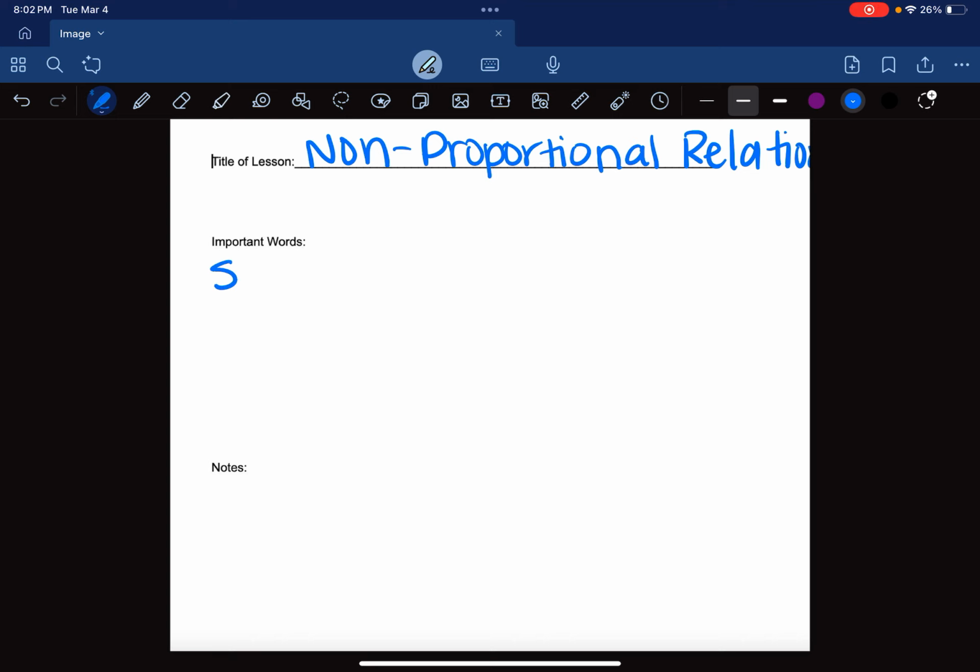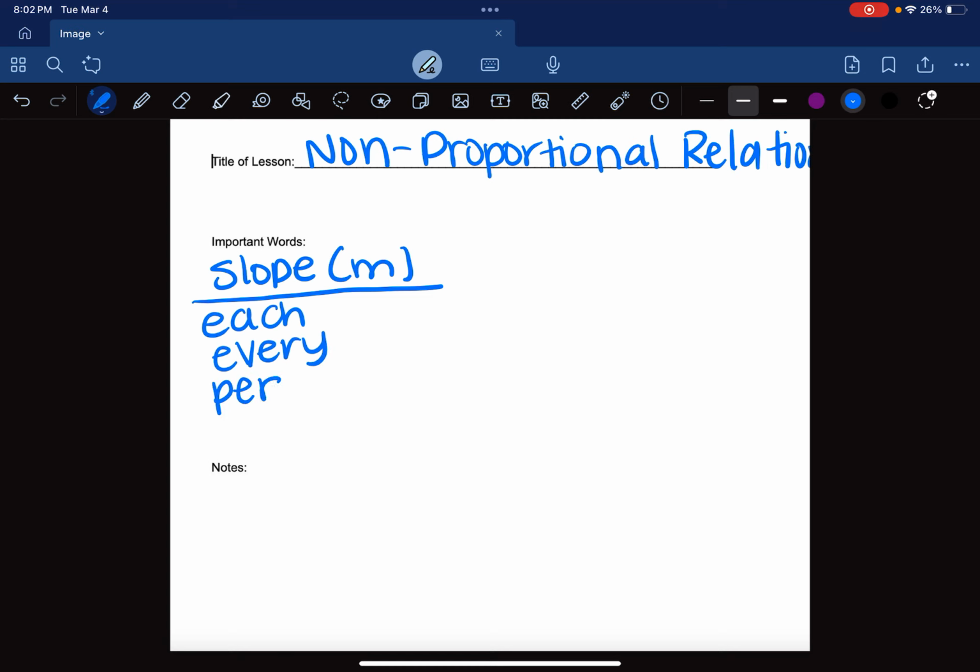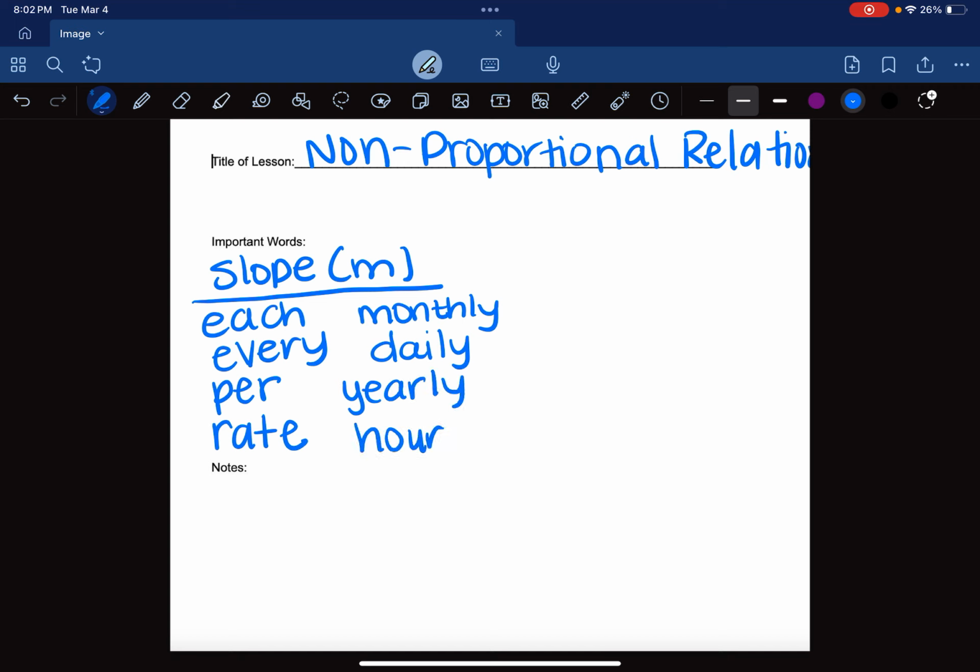So for our slope, or m, sometimes we will see the words each, every, per, rate, anything that has to do with time, so monthly, daily, yearly, hourly. All of these things represent slope.